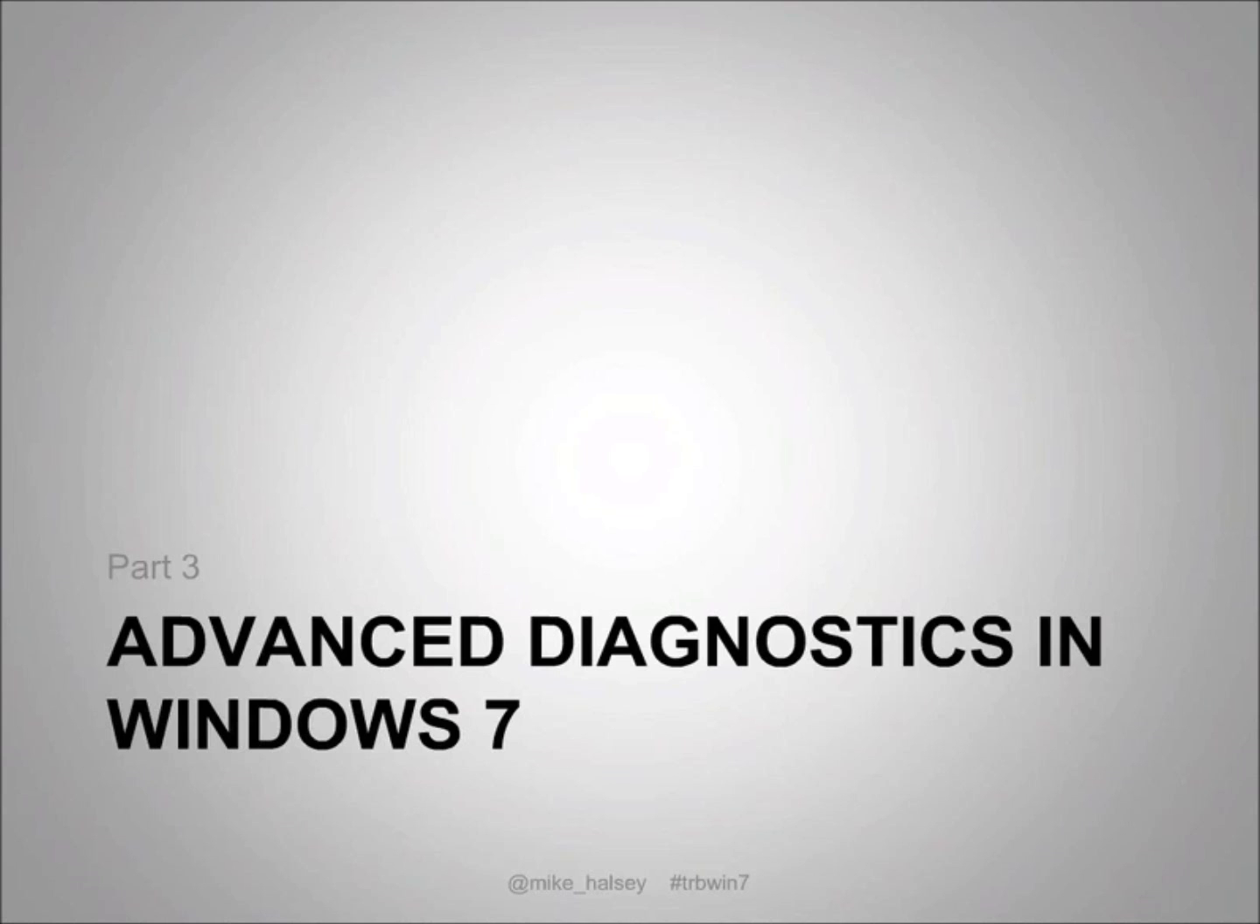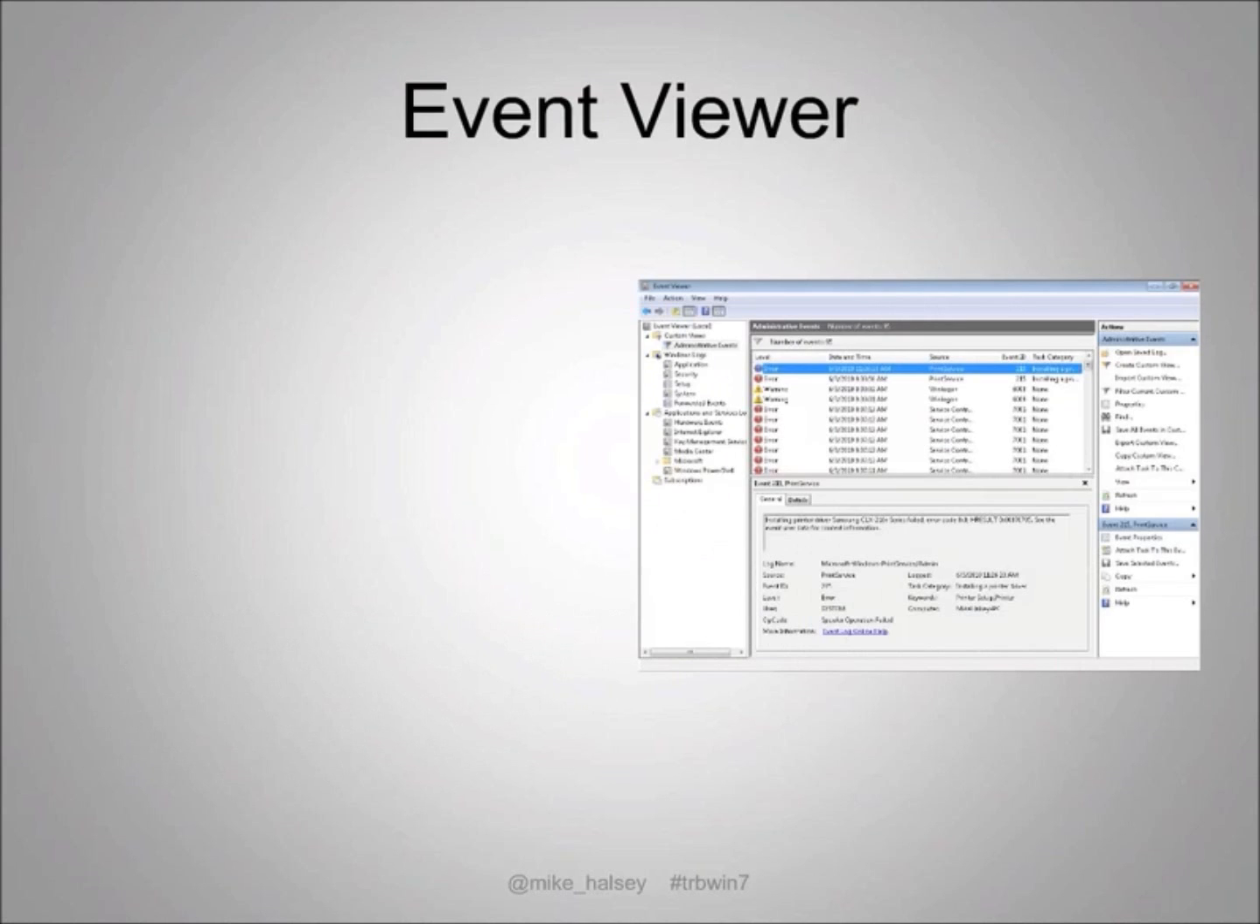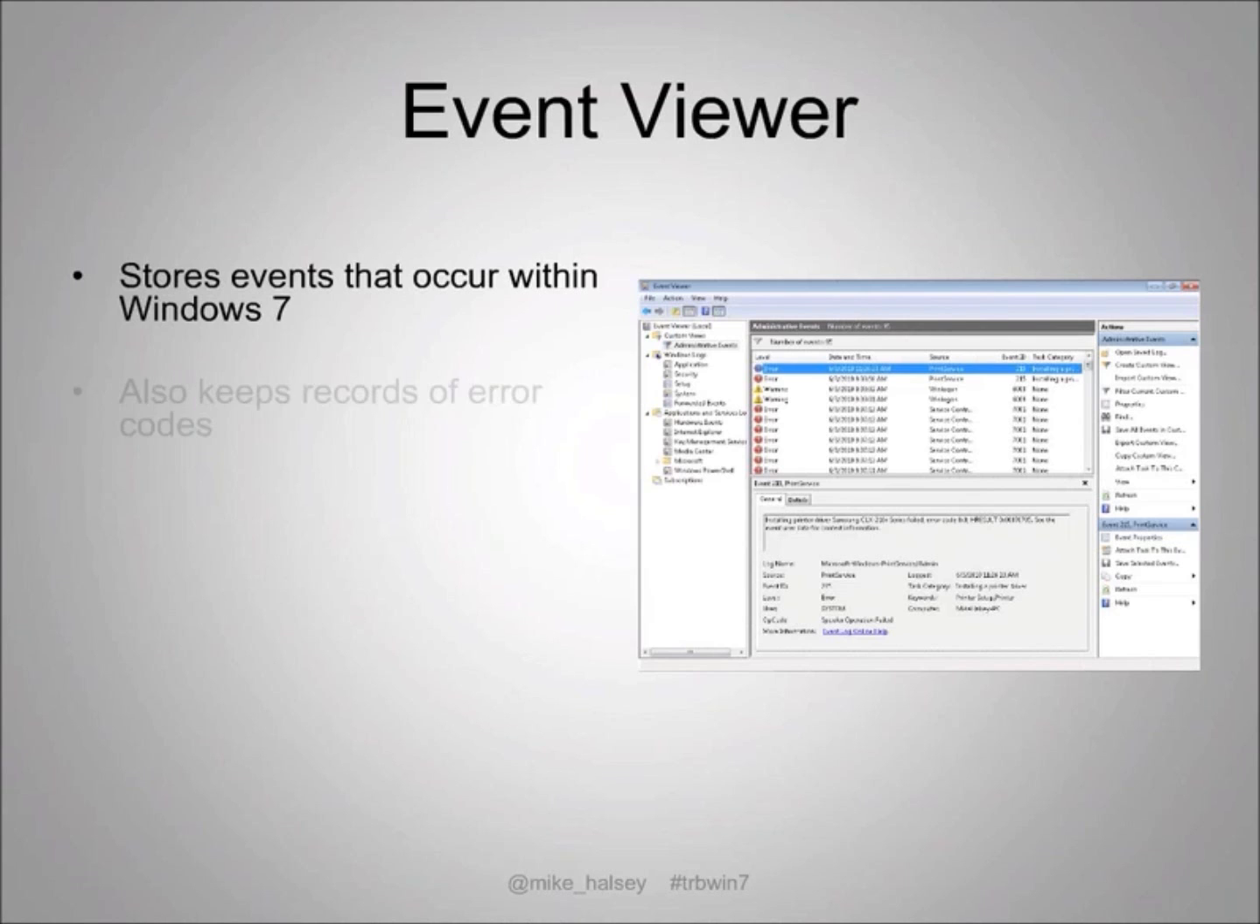First one to start with is the event viewer. Now the event viewer is your friend. The event viewer is wonderful. It stores all the events that occur within Windows 7. There are some exceptions, I mean, I've encountered some myself recently, but generally speaking, it will store everything. It will store warnings, it will store errors, it will store critical events that cause Windows to crash and to blue screen.